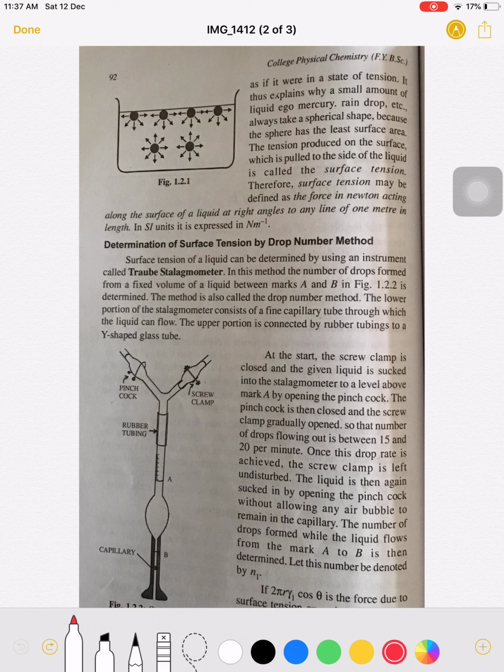then if 2 pi r gamma1 cos theta is the force due to the surface tension on a single drop, and n1 drops are coming outside that capillary, then the force on the whole liquid drops is 2 pi r gamma1 n1. So this n1 is nothing but the number of drops for that liquid. So 2 pi r gamma1 n1 cos theta is the surface tension, or the force on that liquid drop. So now see here.